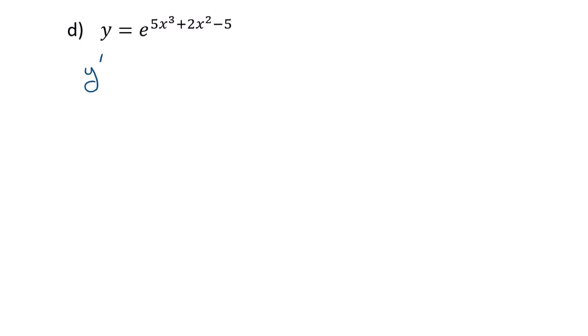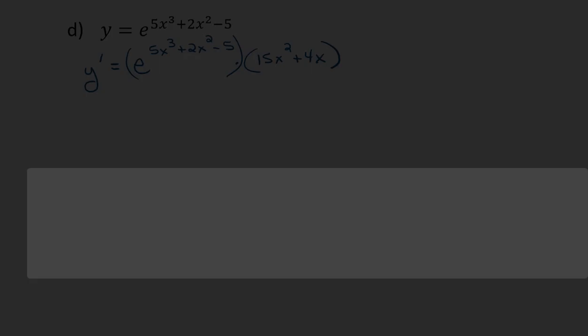Example D, we'll use the chain rule again. The derivative is the derivative of the outside, or e to the 5x cubed plus 2x squared minus 5 as is, times the derivative of the inside function, or in this case our exponent, which would be 15x squared plus 4x, and the derivative of the negative 5 is 0. There's nothing to factor out there, so we can leave it like that.